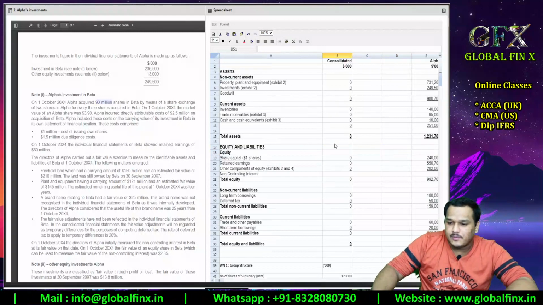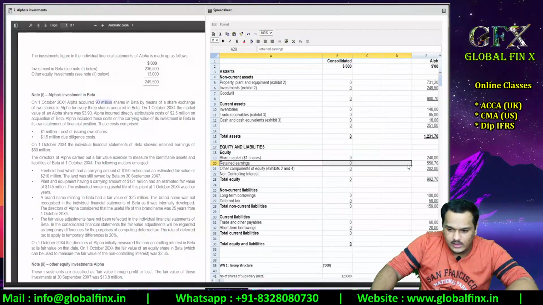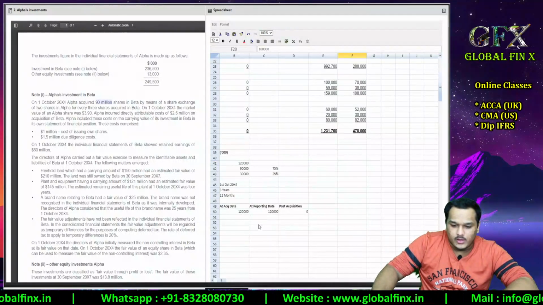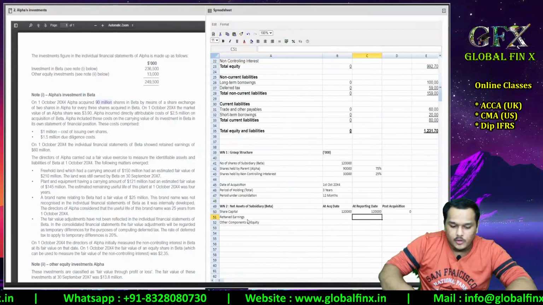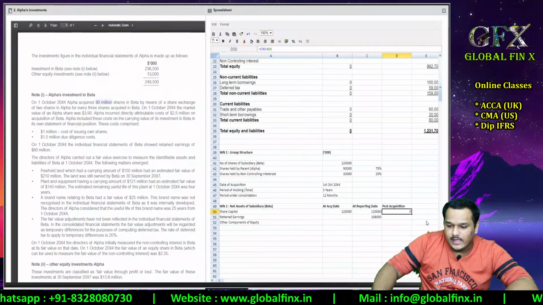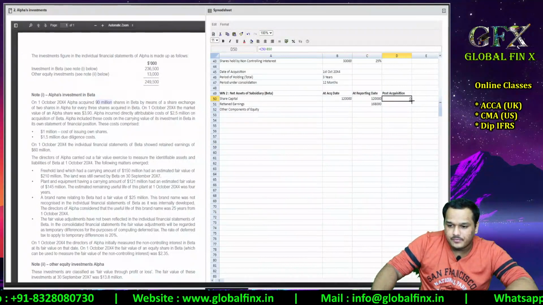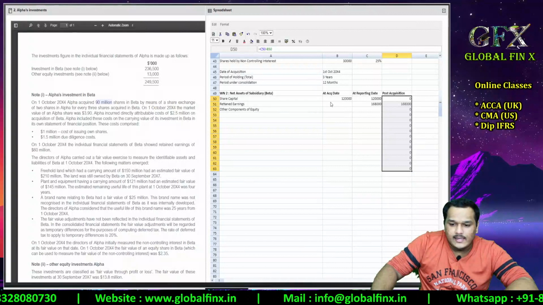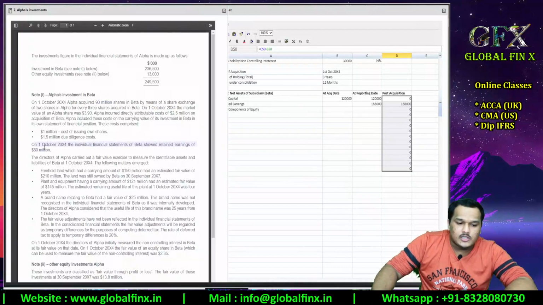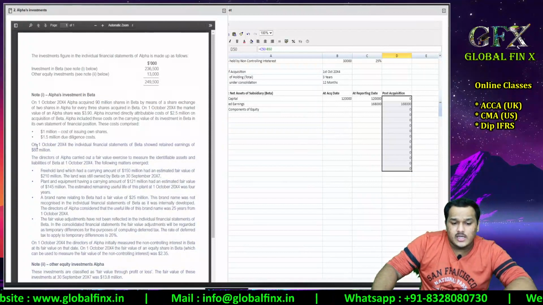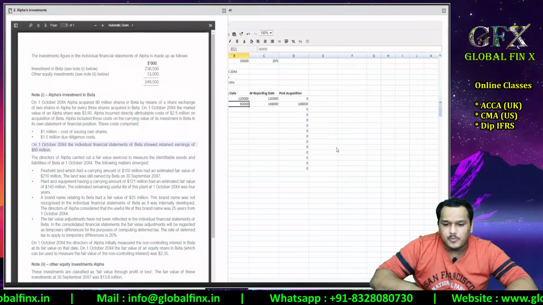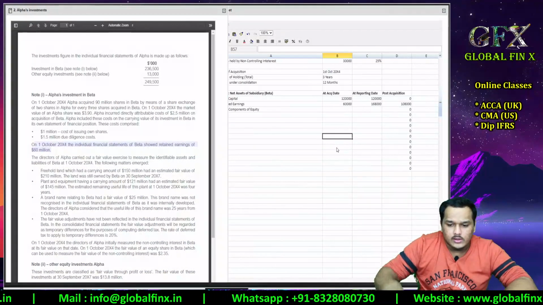And retained earnings of subsidiary. Subsidiary is 168,000 at reporting date. At acquisition date, I'll have to check. What is the retained earnings of subsidiary at acquisition date? On 1st October 2014, the individual financial statements of Beta showed retained earnings of 60 million. So 60,000. So that is 108 as the post acquisition retained earnings.